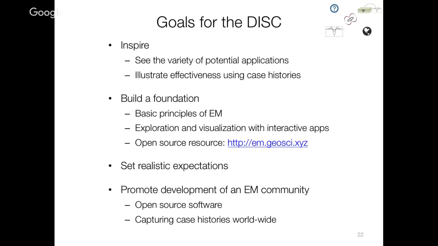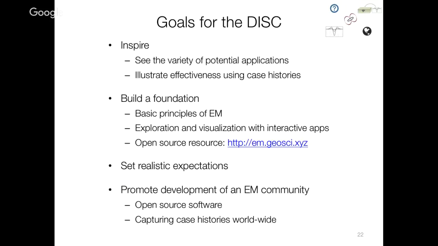So this business of exploring and visualization with apps and our open source resource, again, Lindsay's going to talk more about that. Set realistic expectations. You now know, even just by looking at the images of those currents, okay, everything is diffuse. So you're not going to be able to get good resolution at depths with EM, right? You look at the latest times, say, okay, well, I'm seeing down to that deep, but where are the currents? Well, they're all over the place. So there's no hope that you're going to be able to see a 10-meter thick reservoir at 2 kilometers down.